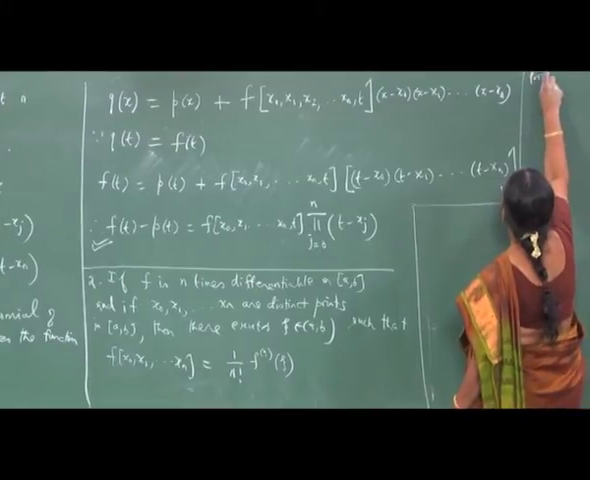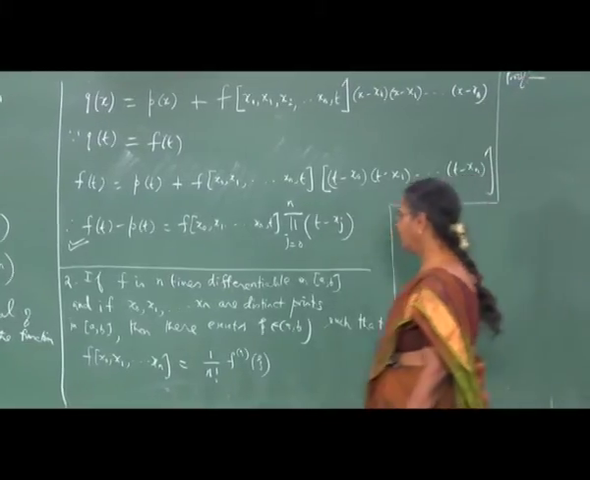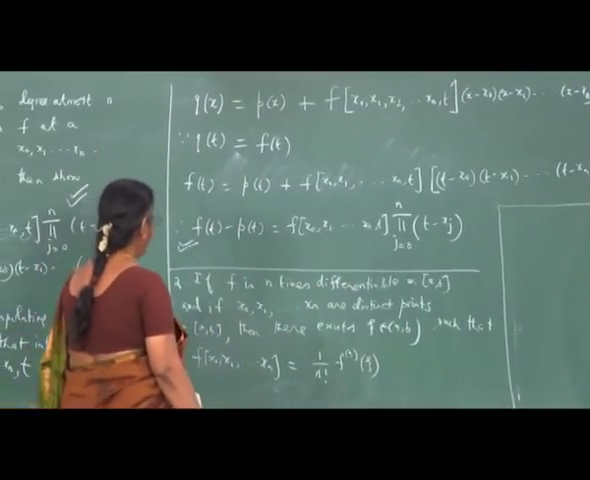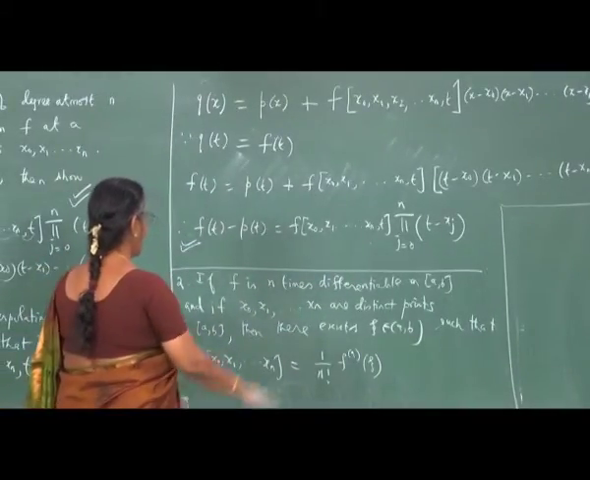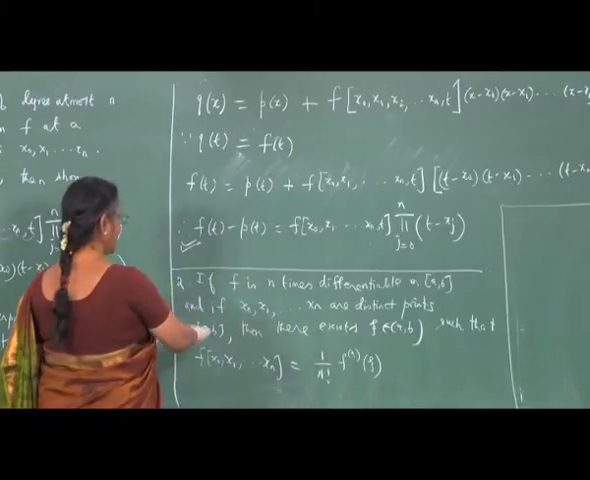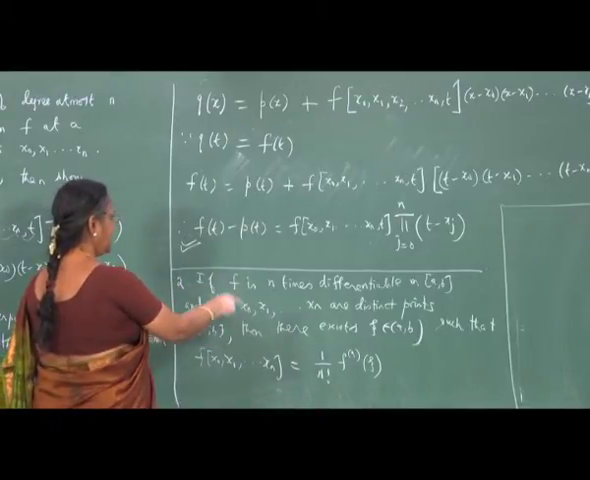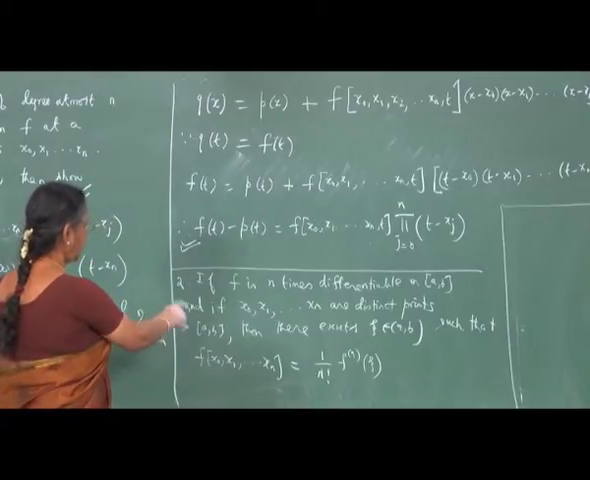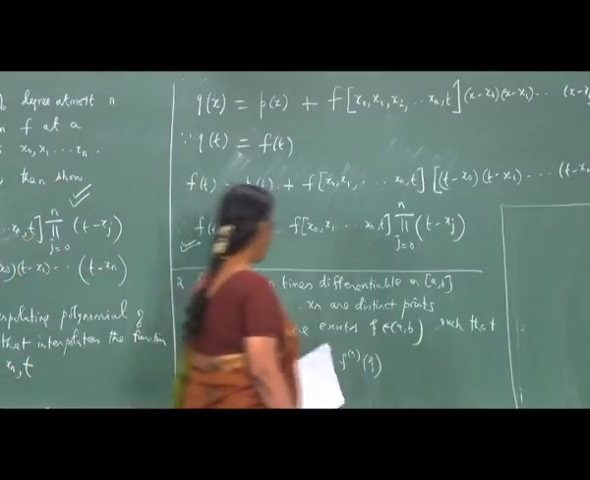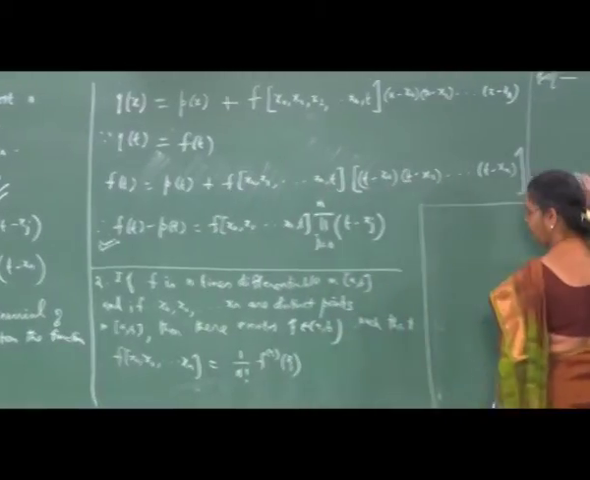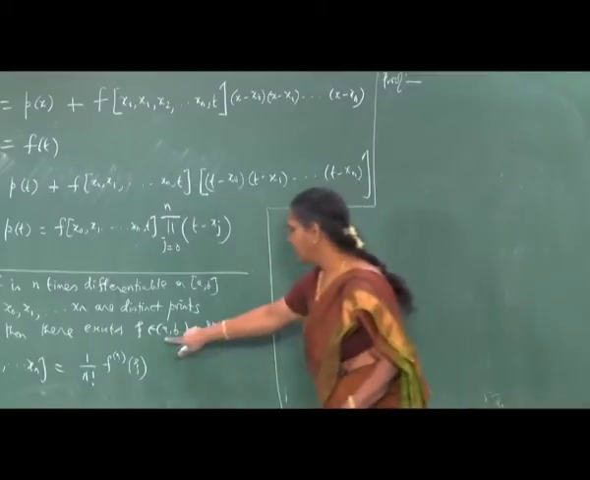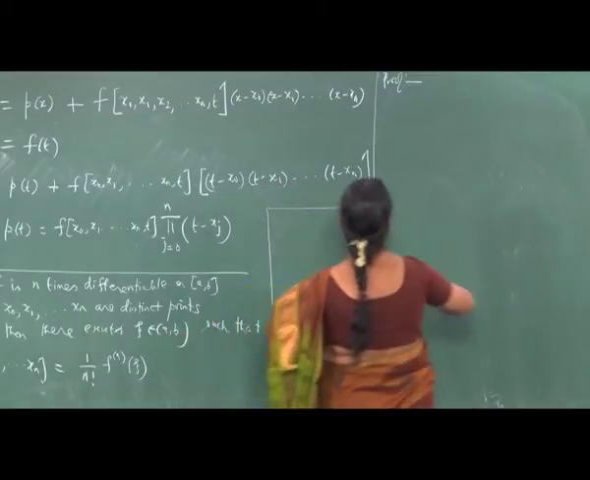So, what do we have to show? F is n times differentiable on AB, and there are n plus 1 distinct points in AB. Then there exists a psi in AB such that the nth order divided difference is given in terms of the nth derivative of f at some psi which belongs to this interval AB by n factorial.